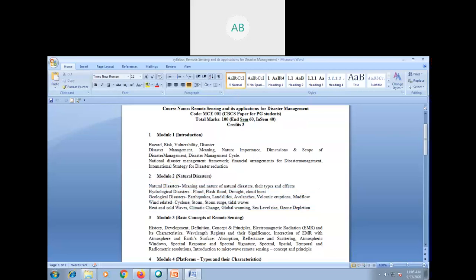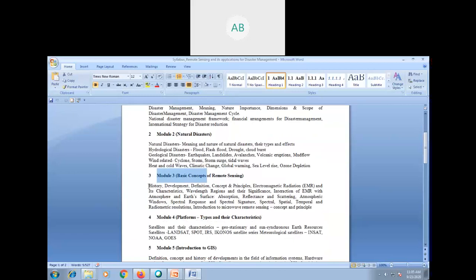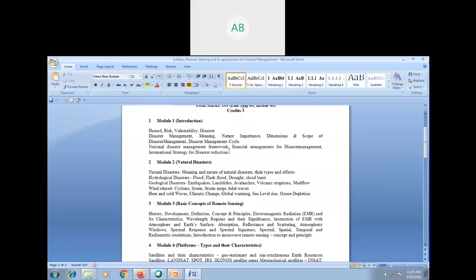Even then, if you have a doubt in any of these terms, you can just ask me: what is a natural disaster? What is an avalanche? What is a volcanic eruption? These are rudimentary questions. Then later on in module 3, we will start the remote sensing part, which will be really interesting. So, basic concepts in remote sensing. I will take another 2 lectures maybe in order to cover module 1.